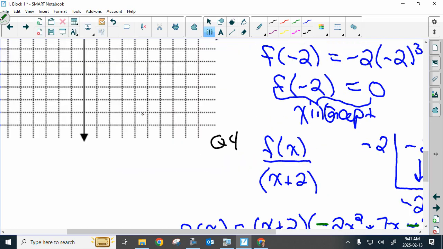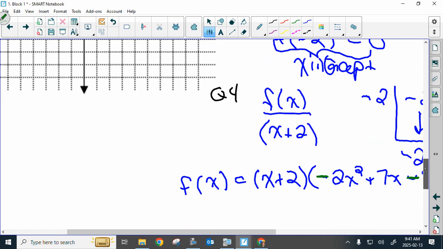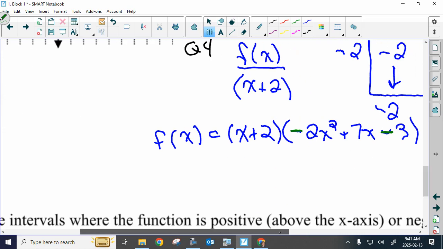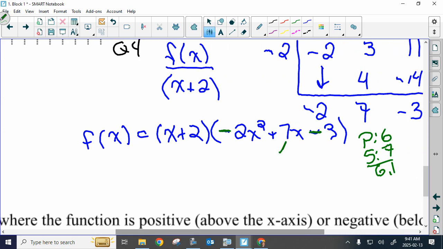And so you do have to show me all of the work that goes into you coming up with those x-intercepts. I'm going to decompose this middle term, and I've got -2x squared plus 6x plus 1x minus 3. I'm going to GCF the -2x out. Are you guys okay with that?